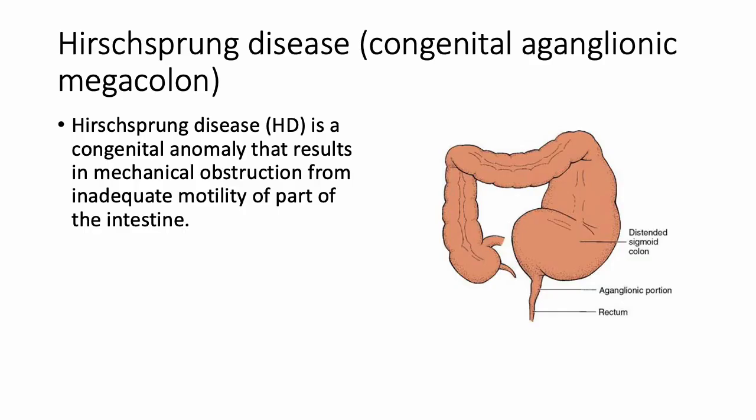The next condition we're going to briefly talk about is called Hirschsprung's disease, or congenital aganglionic megacolon. You can see here at the bottom that there is an aganglionic portion of the colon, which basically means that when it formed, there was no innervation or nerves. Without nerves, it can't dilate and move like it's supposed to. So everything that ends up going through the colon gets obstructed as it's trying to pass through this little section here.